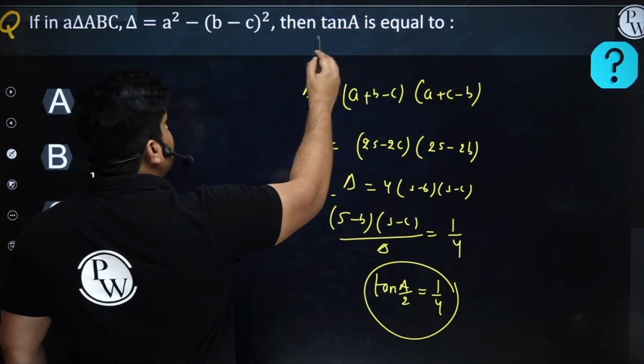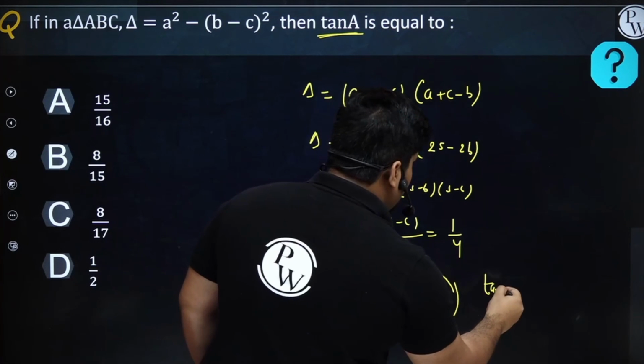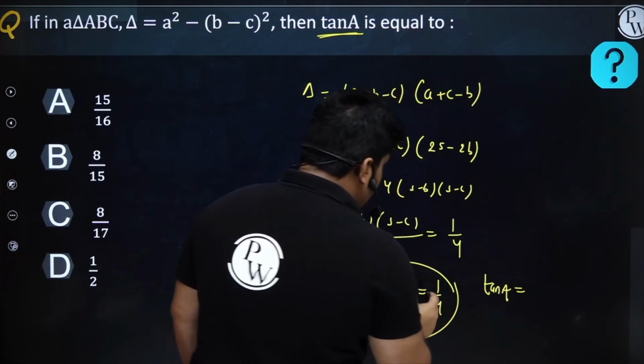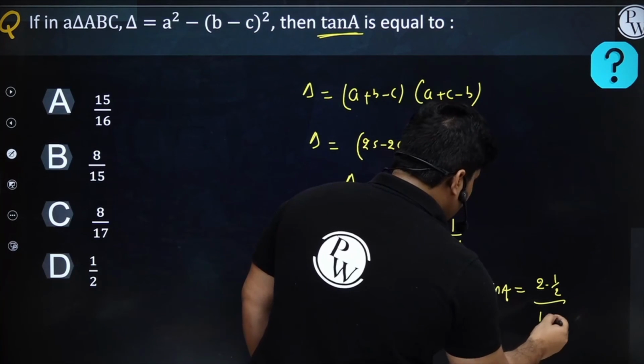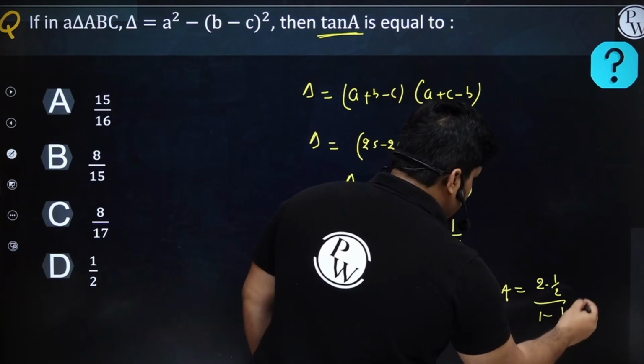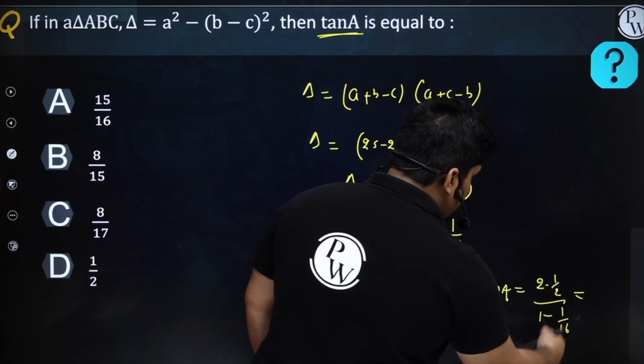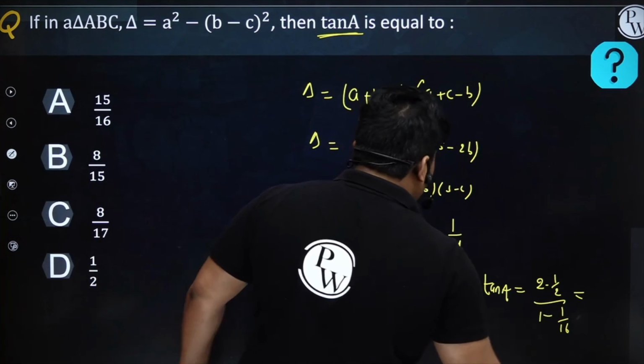What do they want? They want tan A. So guys, what will be tan A? It will be equal to 2 tan A by 2 upon 1 minus tan square A by 2. What is it? This is 15 by 16, so this will be equal to 8 by 15.